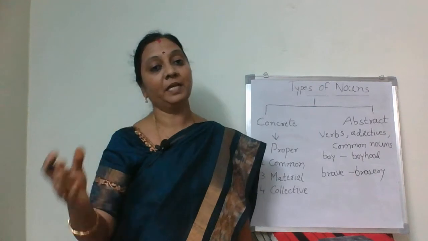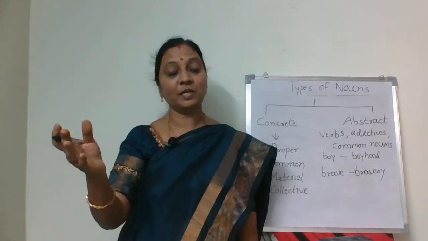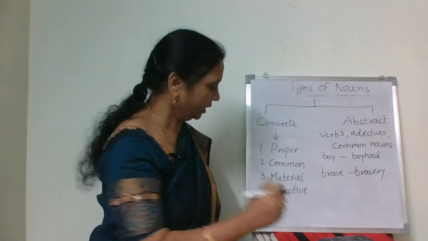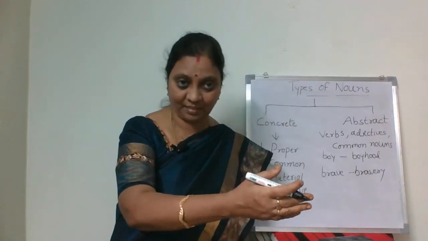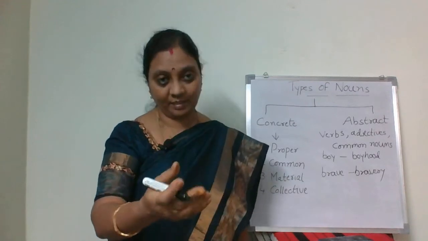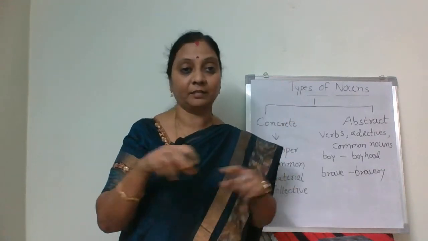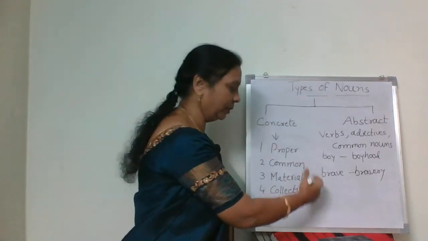Happy, happiness. Beautiful is an adjective. What is an abstract noun? Beauty. Intelligent is an adjective. Intelligence. Bold, boldness. Long is an adjective. Length. Like that, again, you can prepare the list.